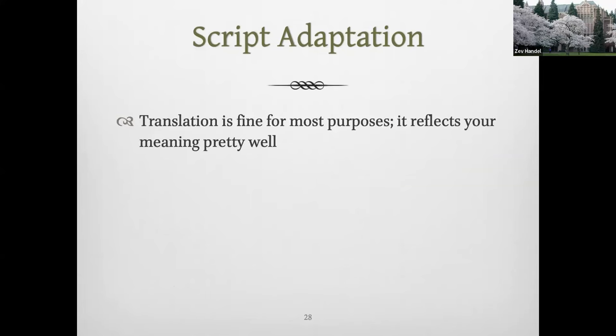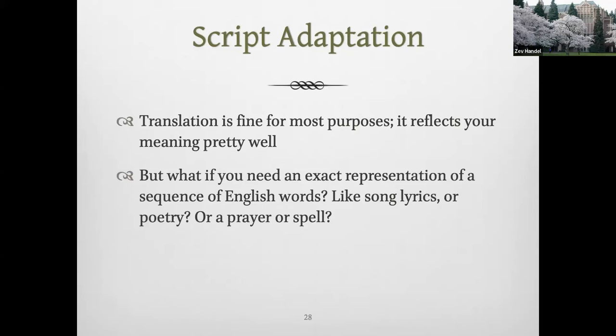That works fine in most cases. You can do a lot of communication and writing by translating from your spoken language into another written language and then translating back. But there are some situations in which that's not good enough for preserving speech that you want to communicate. Because there are certain types of spoken language that depend on the particular sounds of the words in that language. Songs, poetry, magic spells. Those things get broken if they're translated into another language.